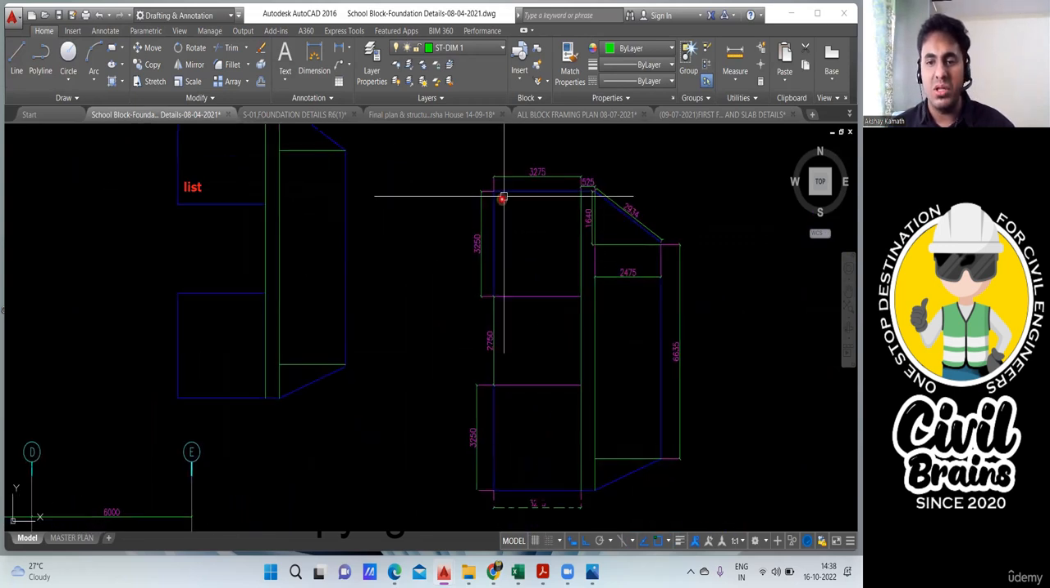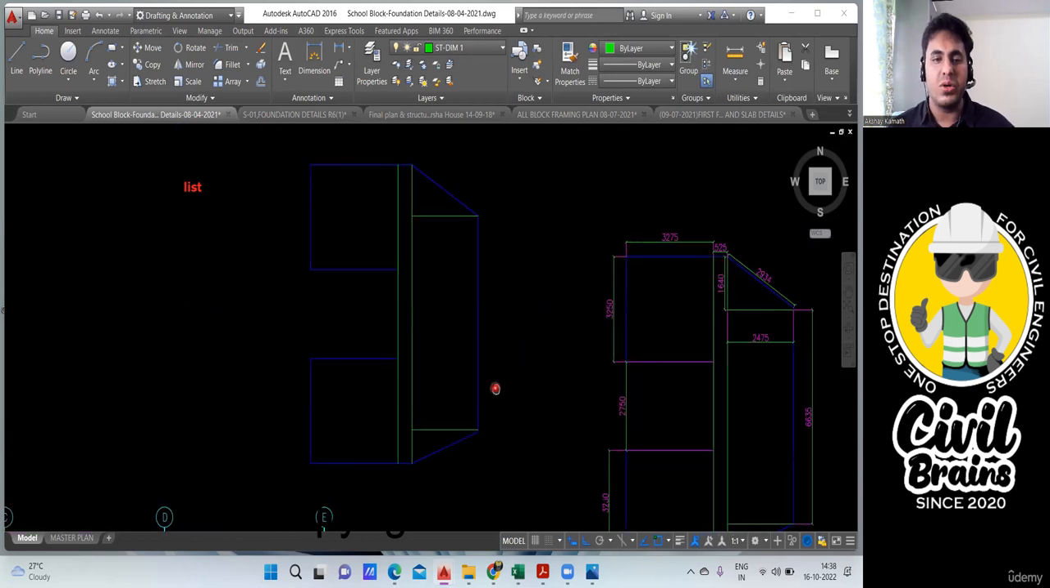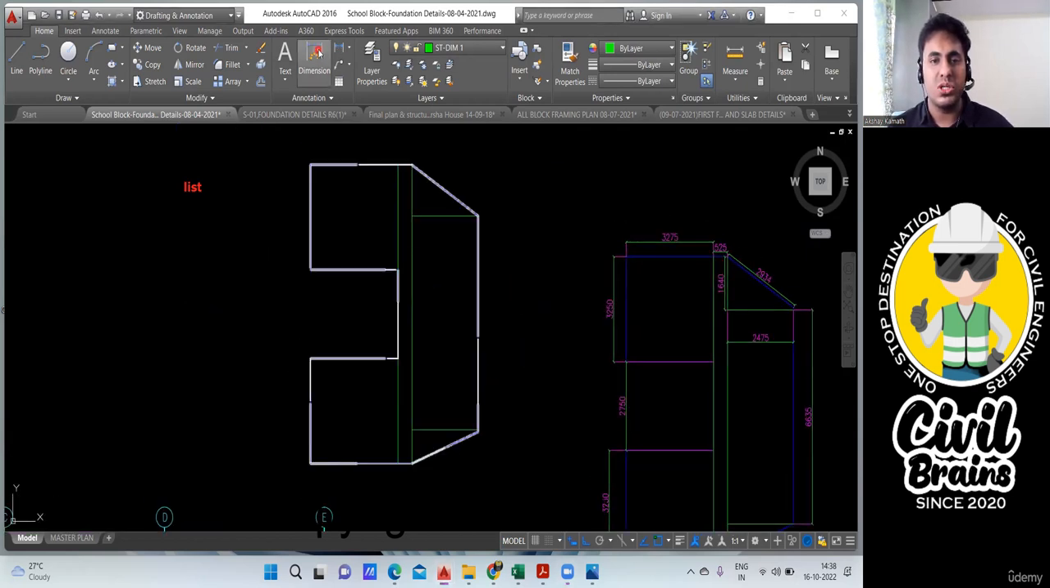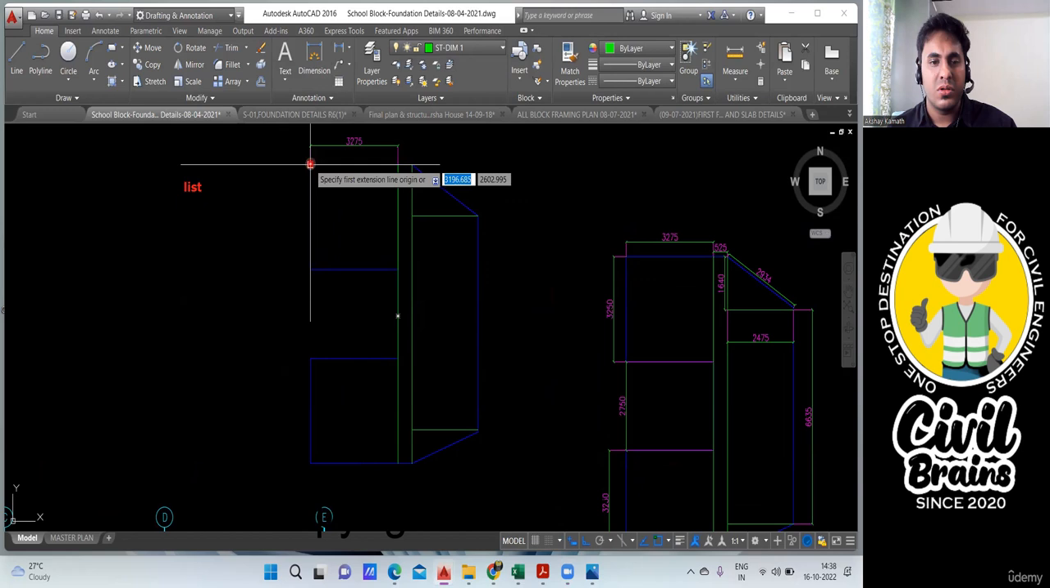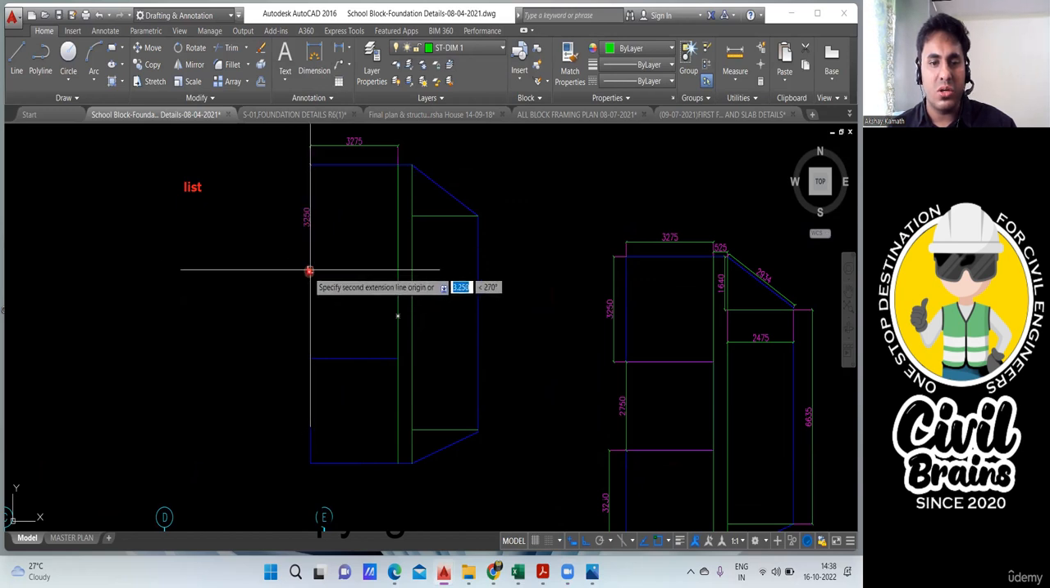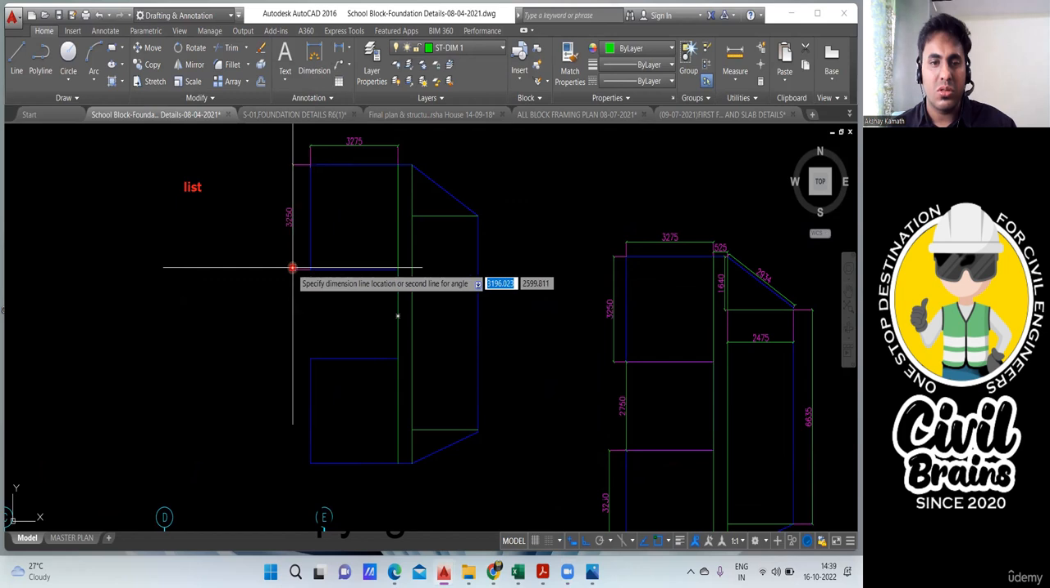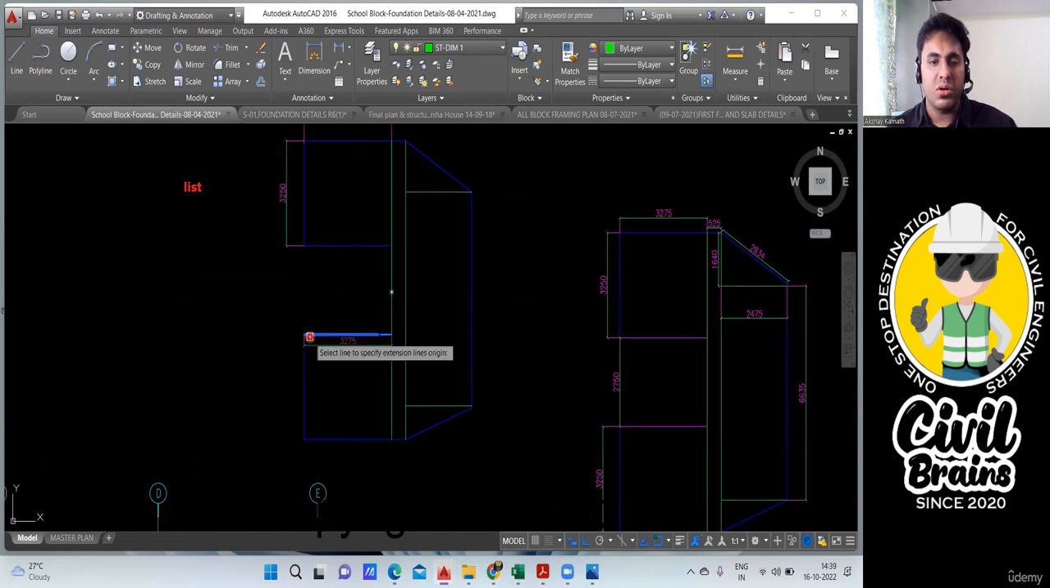Already we have done that. So you see, everywhere I've done the length, but again, I'll do it. So I'll go here. I'll take this length command. You can see this dimension option. Click on the dimension and now select it. Dimension. And from here to here, check the dimension. 3275. Then again check from here to here. So it is 3250.